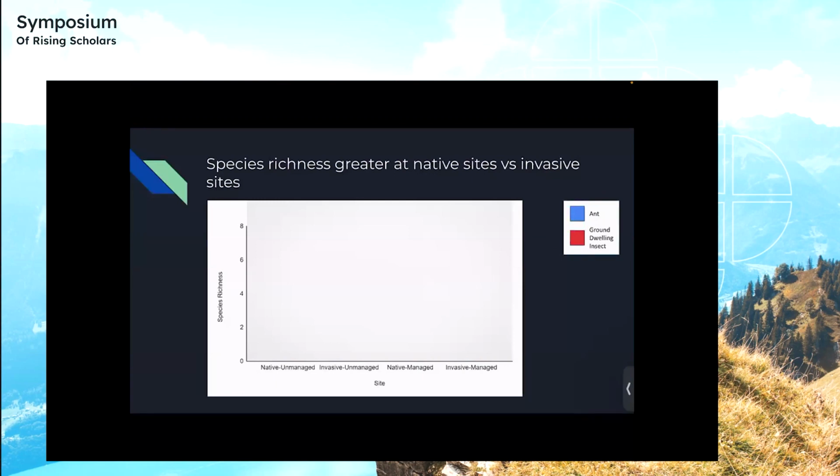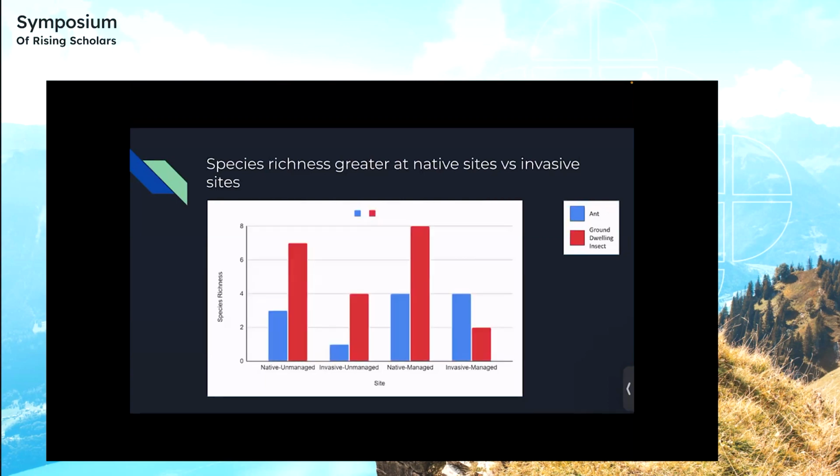On the y-axis, we have species richness, which is just a count of the number of species. So when I collect ants and I see 4 different ant species, it's a species richness of 4. It's really simple. On the x-axis, it is the site and its respective data. Here, the native and unmanaged site had more species richness of ant and ground-dwelling insects than the invasive and unmanaged site. And again, we see a similar trend with the managed sites, where the native and managed site had more insect species richness than the invasive and managed site.